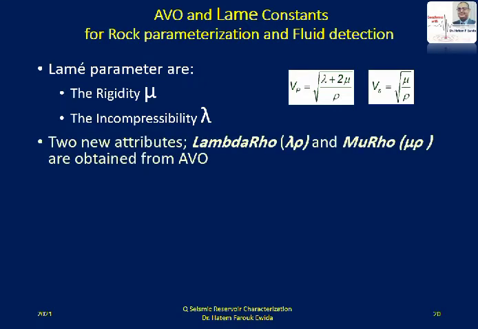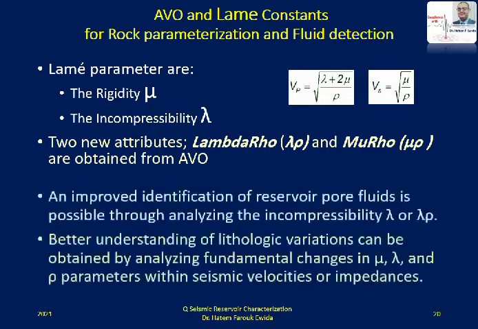So then we extract two attributes which are newly applied in the industry. One of them is called the lambda rho attribute, and the other is called the mu rho attribute. What is the importance of these new attributes? Actually, this is used to improve the identification of the reservoir pore flow.